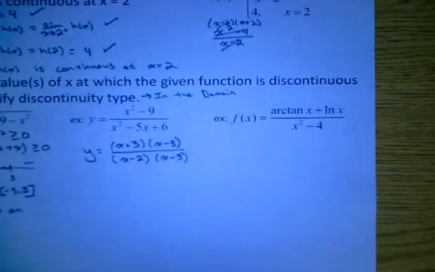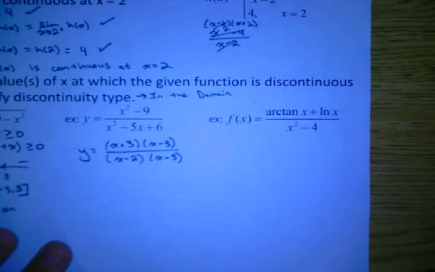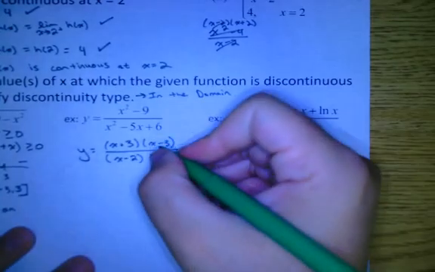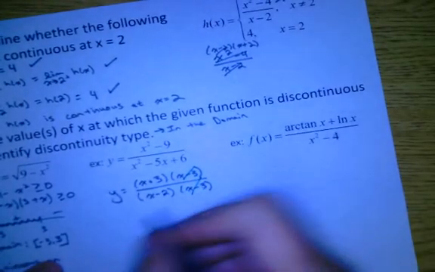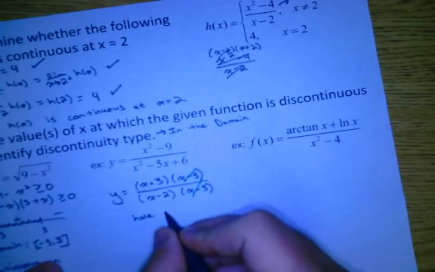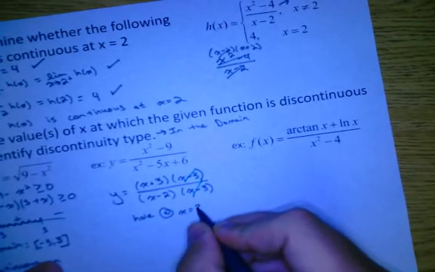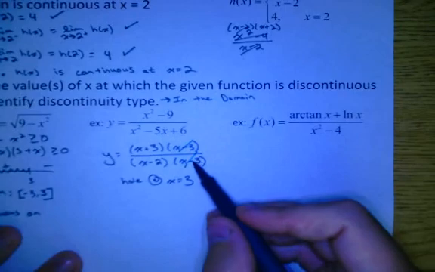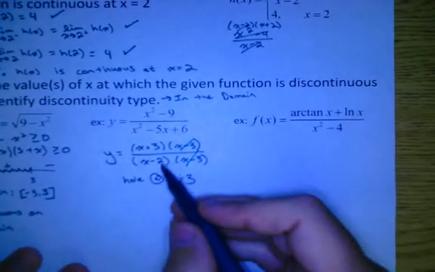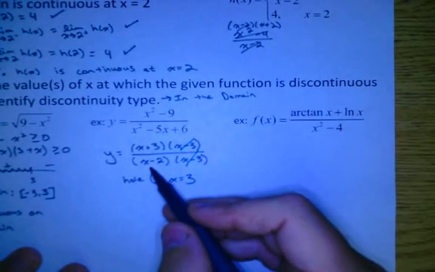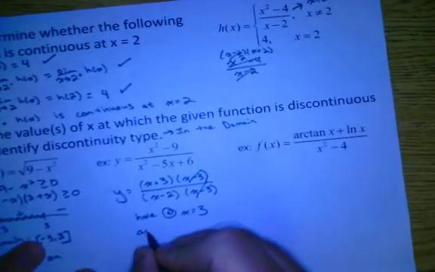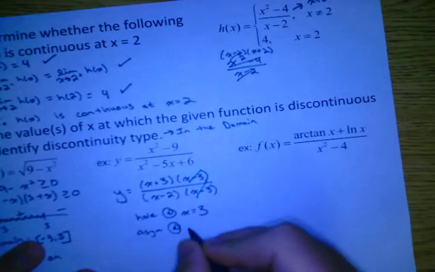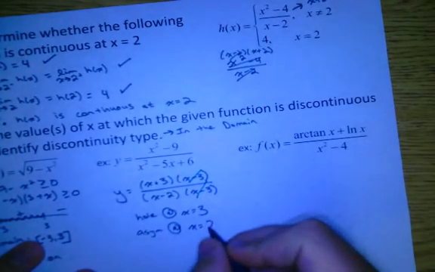So I usually want to find my holes first. So these right here, I'll do it in green, cancel out, which means that I'm going to have a hole at x equals 3. Again, you just set whatever you cancel equal to 0. And then the denominator here is going to give me an asymptote. So we're actually going to have an asymptote at x equals 2.